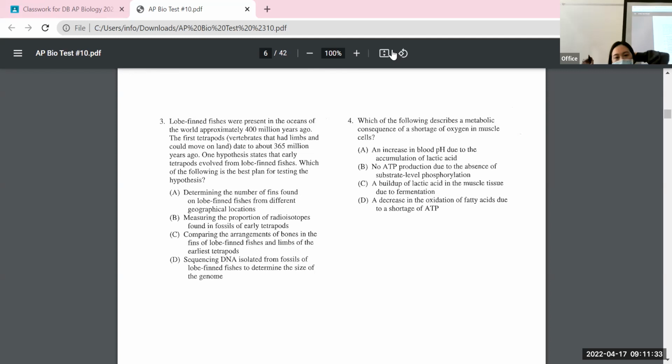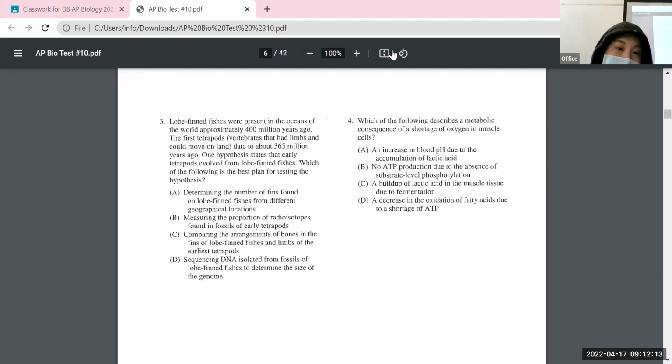Okay, lobe-finned fishes were present in the oceans of the world approximately 400 million years ago. The first tetrapods, vertebrates that had limbs and could move on land, date to about 365 million years ago. One hypothesis states that early tetrapods evolved from lobe-finned fishes. Which of the following is the best plan for testing the hypothesis? Okay, so basically, how would we test the theory that tetrapods evolved from lobe-finned fishes, right?